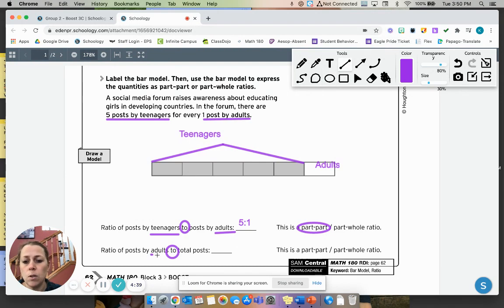The second ratio is asking us to find the ratio of posts by adults to total posts. In front of the word "to" we have adults. Behind the word "to" we have total posts. How many adults do we have in the picture? 1. How many total boxes do we have in the picture? 1, 2, 3, 4, 5, 6. Our ratio is 1 to 6. This is another example of the part to whole ratio because we're talking about the part, which is the adults, compared to the whole picture, which is teenagers and adults together. If you need more time to copy this down, please pause the video.